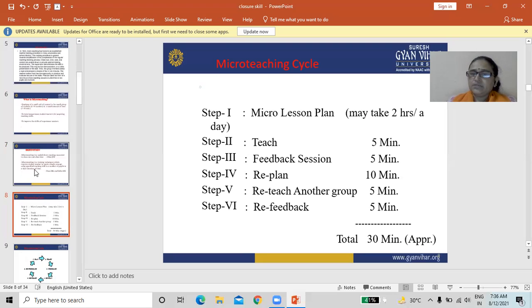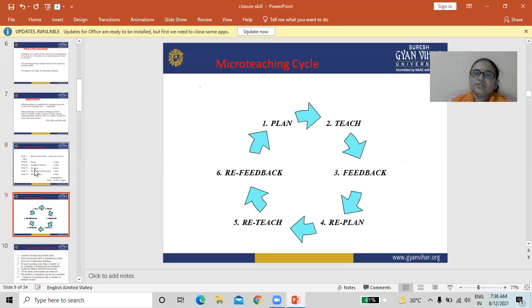Replan 10 minutes, reteach 5 minutes, 5 to 10 minutes, and feedback 5 minutes. Total minutes, approximately 30 minutes. This is the micro teaching cycle.